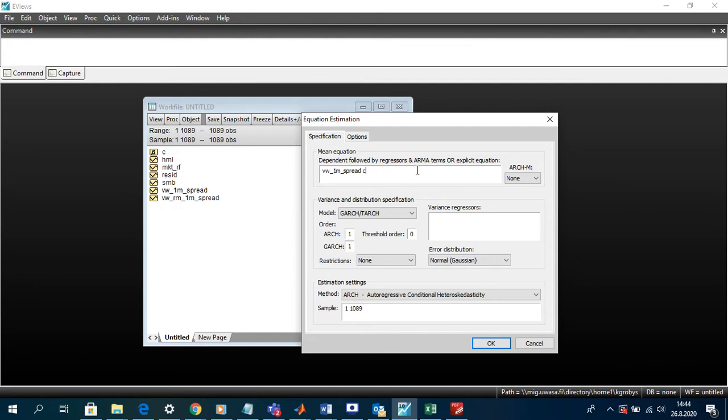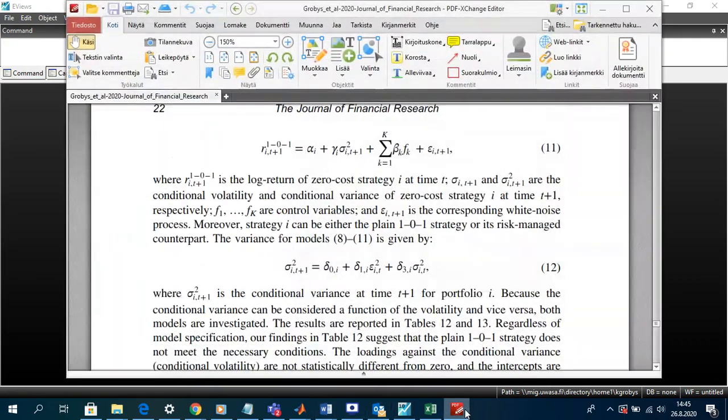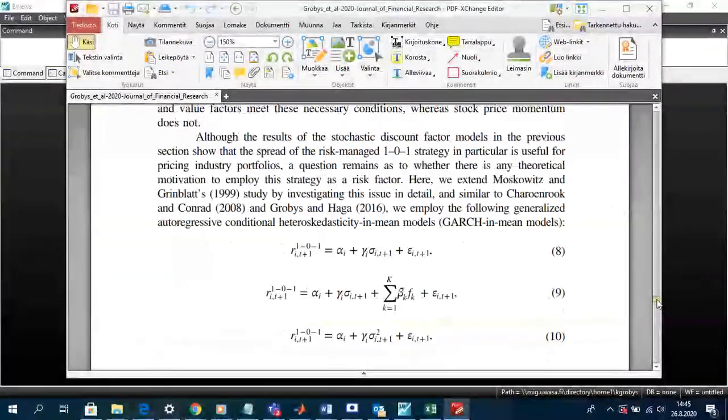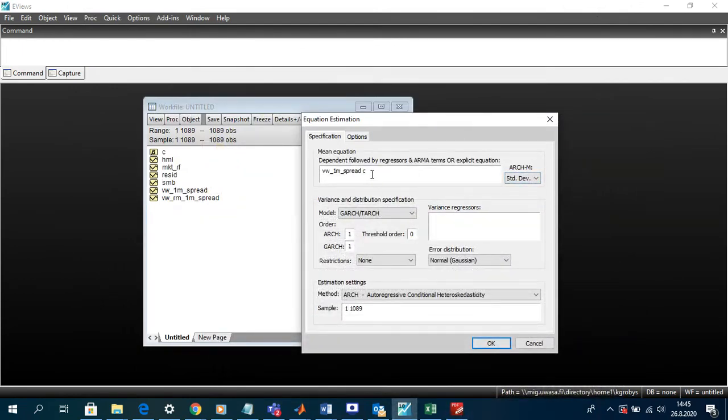Okay. So here, ARCH-M, this is where we can choose our GARCH-in-mean model, because if we would run this model here, it would give us a plain ARCH(1) model, having an intercept term in the mean equation. So let's use the standard deviation, which we have here also in equation 8. It's the sigma, not sigma squared. It's the sigma, the standard deviation, the volatility. Let's use the volatility first.